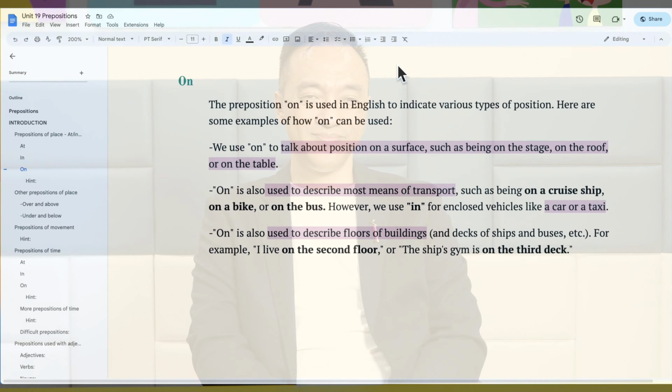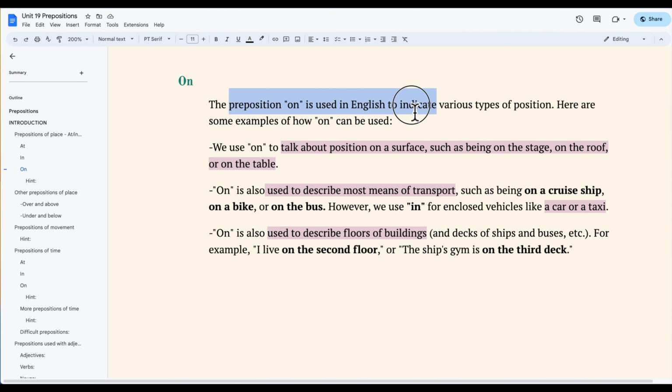The second preposition that we're going to talk about is on. Let's take a look at how to use it correctly. The preposition on is commonly used in English to indicate various positions. Here are some examples of its usage. On is used to describe the position on a surface, such as being on the stage, on the roof, or on the table. It is also employed to discuss most means of transportation, such as being on a cruise ship, on a bike, or on the bus. However, we use in for enclosed vehicles, like a car or a taxi. Additionally, on is used to describe floors of buildings and decks of ships and buses, etc. For instance, I live on the second floor, or the ship's gym is on the third deck.